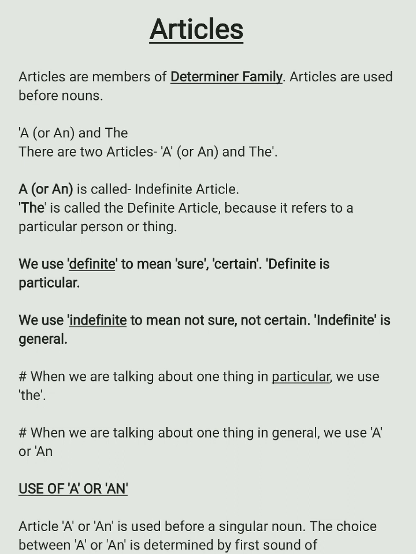All right. Remember, the articles are used before a noun. A or an, and the. These are the two articles. Now look here. A and an are considered to be one article, and the second is the. A or an is called the indefinite article. The is called the definite article. Why? Because it refers to a particular person or thing.